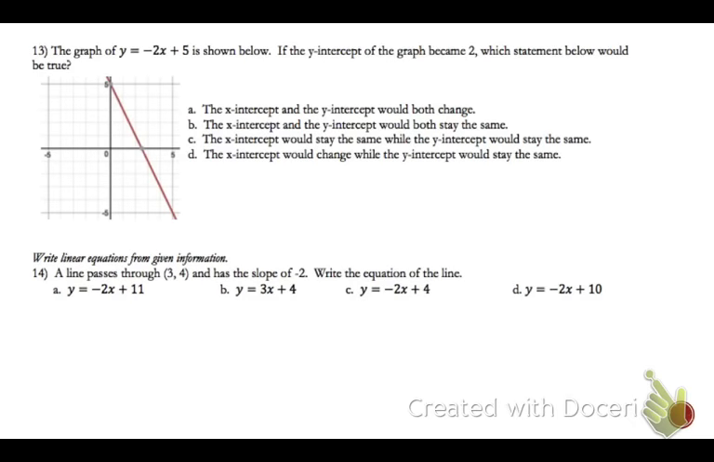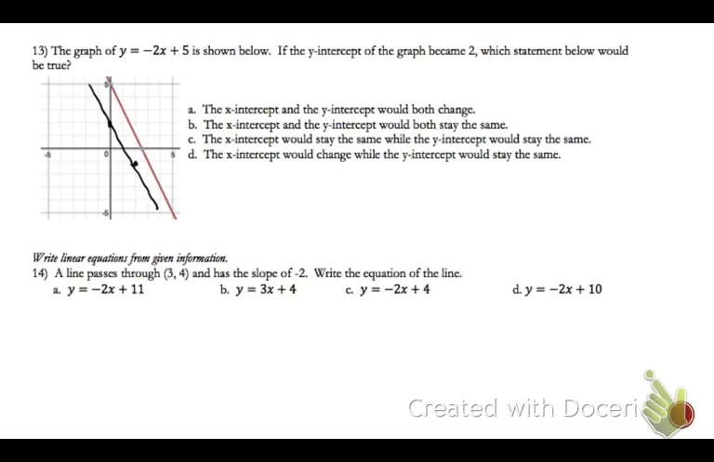All right, number 13, now we're moving to linear graphs. We have the graph of y equals negative 2x plus 5 shown below. Here's a question for you. If the y-intercept of the graph became 2, so decreased to 2, which statement would be true? So it would decrease here down to 2. So you think about the whole line shifting down 2. And I'm just going to shift another point here, down 2, and then I'll just draw that line.